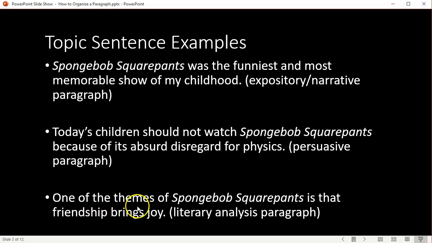Literary analysis. One of the themes of SpongeBob SquarePants is that friendship brings joy. So here I'm discussing themes. What's the meaning of SpongeBob SquarePants? What are the messages that it proclaims? One is that joy comes from friendship.